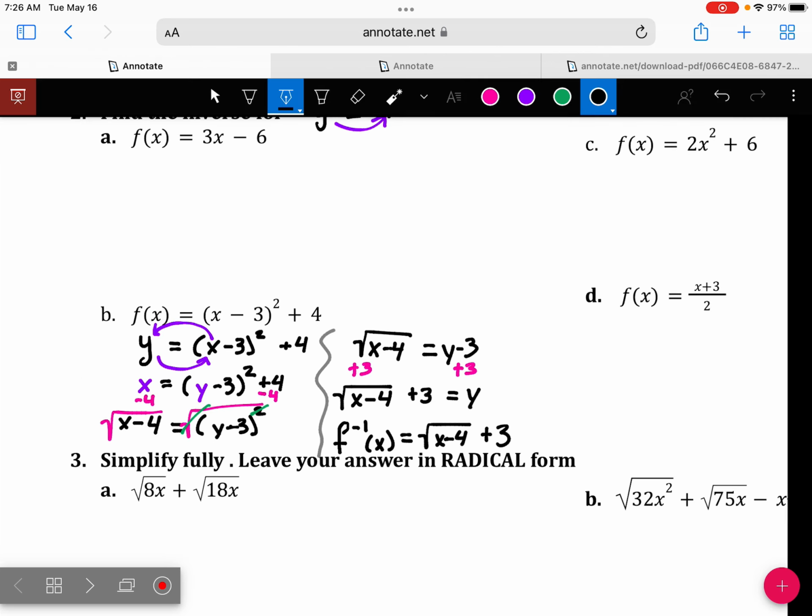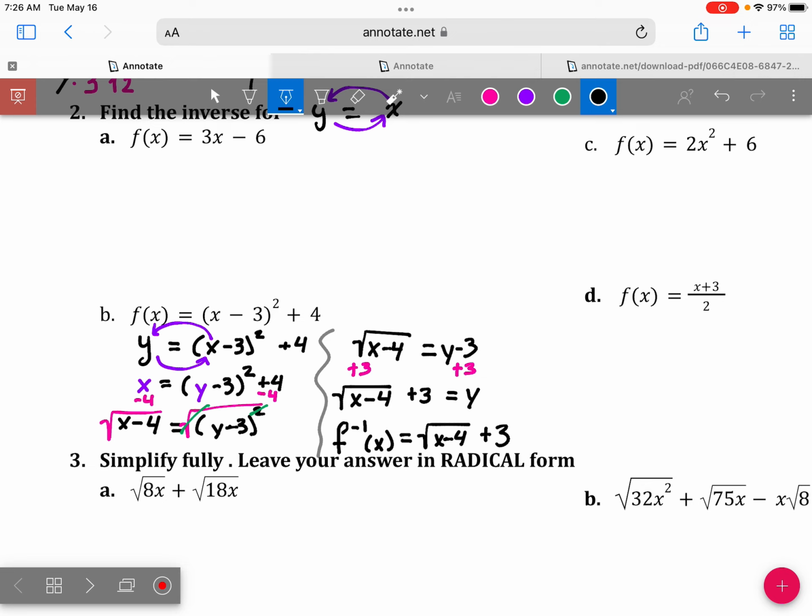That's probably the hardest one of these in here. That's why I picked that one. And sneeze.